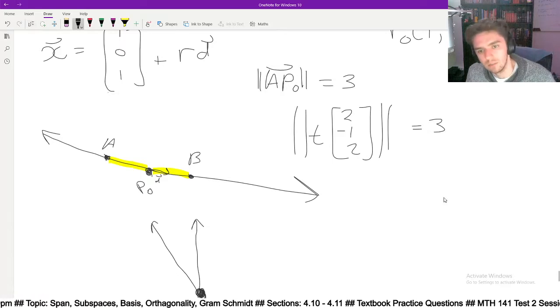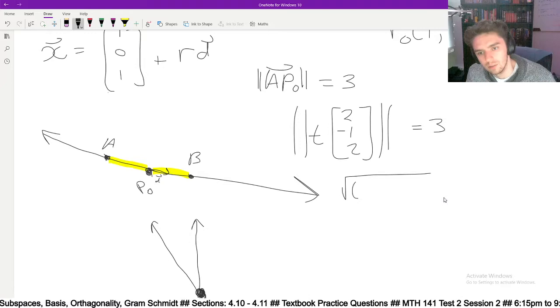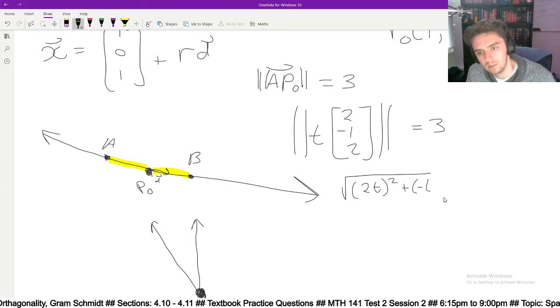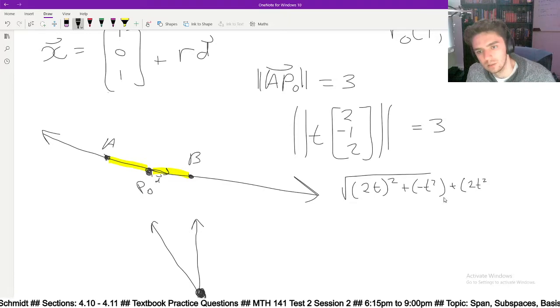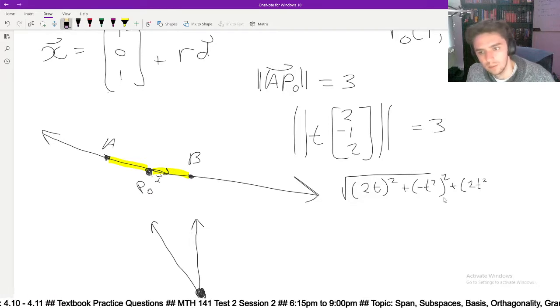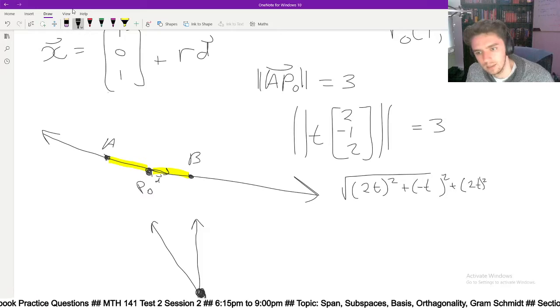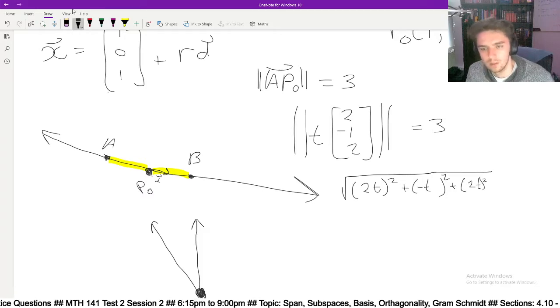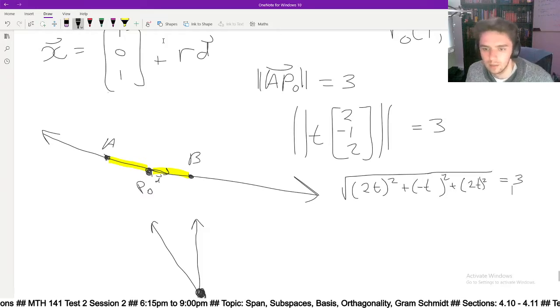So if the magnitude of that is going to be equal to 3, well, it's just the square root of (2t) squared plus (-t) squared plus (2t) squared. Oops, the squared is on the wrong side there. Squared should be outside, and squeeze that in. There you go. That's equal to 3.